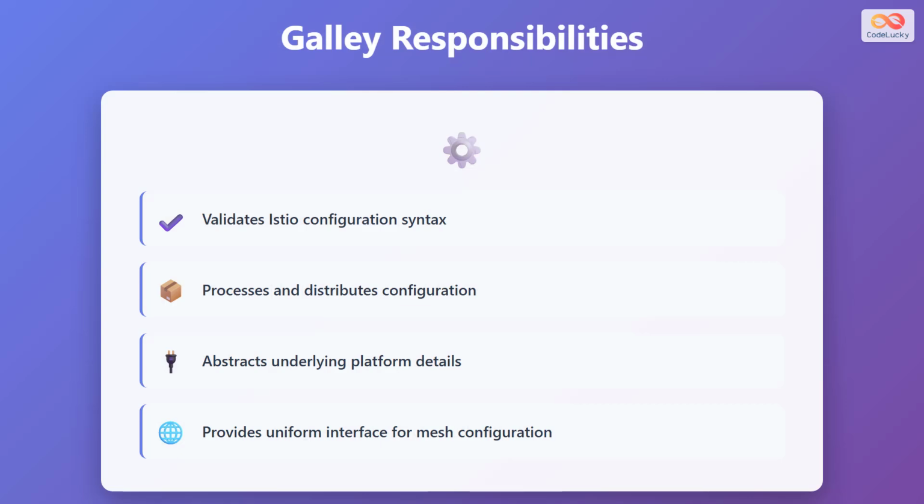Galley handles configuration management for the entire mesh. It validates Istio configuration syntax before applying it, preventing misconfigurations that could break the mesh. Galley processes and distributes validated configuration to all the appropriate components. It abstracts the underlying platform details, whether you're running on Kubernetes, virtual machines, or other platforms. Finally, Galley provides a uniform interface for mesh configuration, making it easier to manage complex service mesh deployments across different environments.